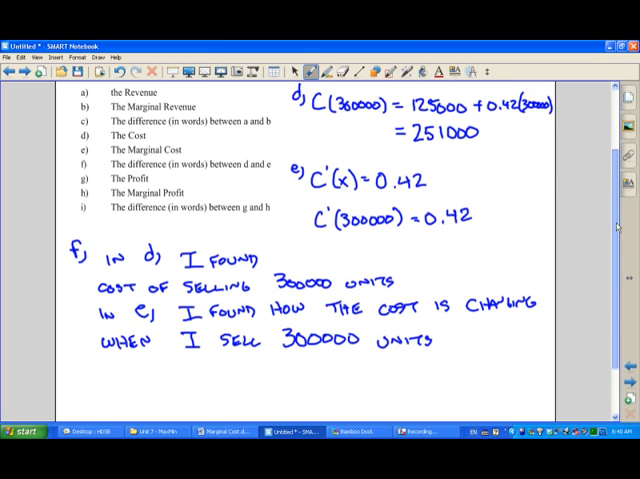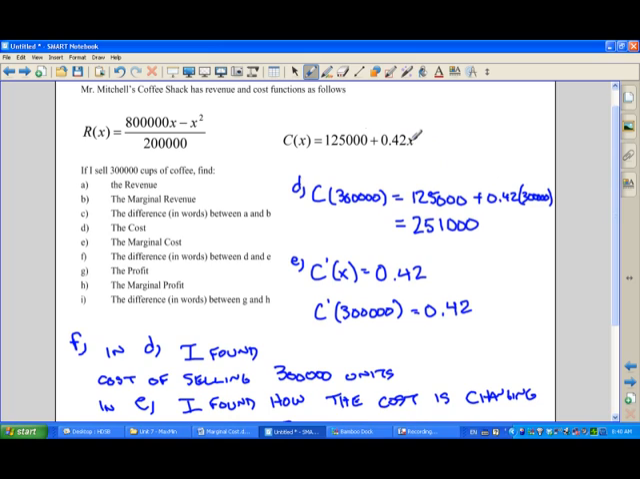So we can look at this equation and really break it down. I have a fixed cost of $125,000. This is likely my cost of renting my space, or perhaps my cost of labor. And then I have my variable cost, 42 cents per cup. And that's likely my cost of supplies, or the cost of making the cup of coffee.